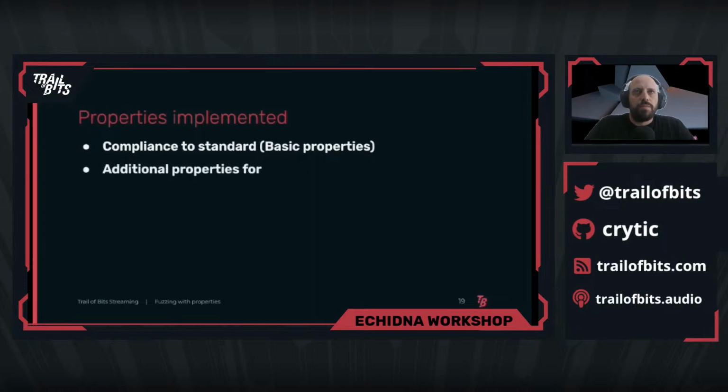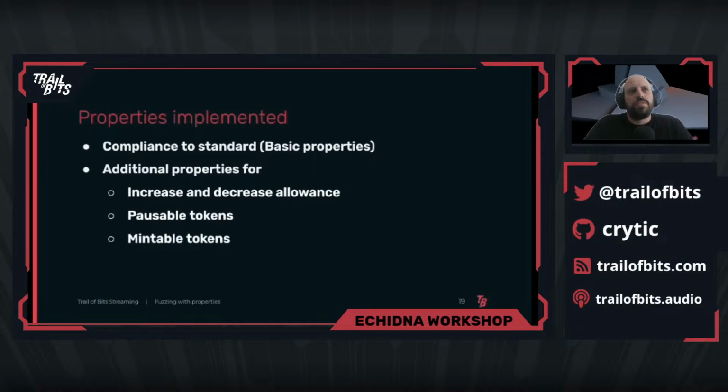And those are the additional properties that test these features that are not part of the standard but are so common in the wild that they should be tested anyway. So if you use increase and decrease allowance, you have specific properties for it. Pausable tokens, mintable tokens, and burnable tokens have a specific additional set of properties to make sure that the internal accounting is correct, and that when you mint, you actually create a new token and so on.